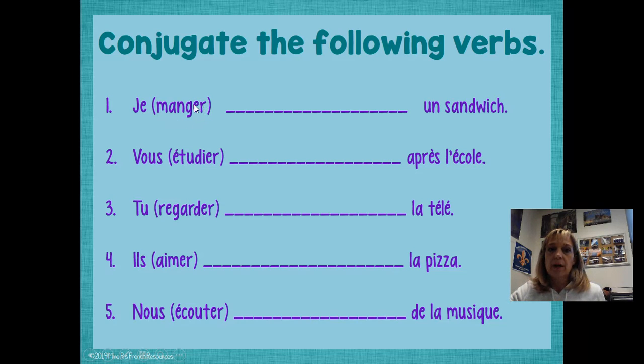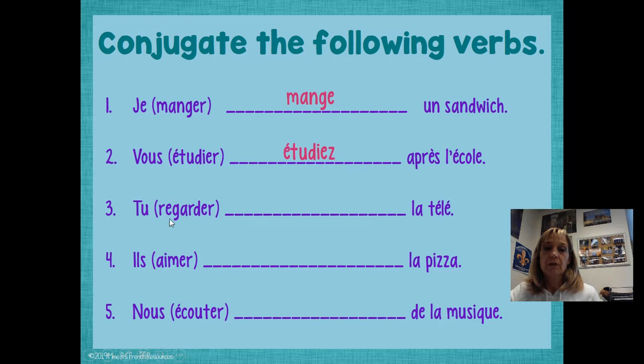So for je, I'm going to cut off the er, okay, and I'm going to add an e because that's our ending for je. So it would be je mange un sandwich. Okay, we'll do that one together. Okay, numéro 2, take a minute and pause this, and what would vous and étudier is our infinitive. What would it look like? How would we conjugate étudier to go with vous? Étudier, cut off the er. I'm left with just accent aigu, T-U-D-I, okay? And then I add my ending, which is ez, and I get étudiez.